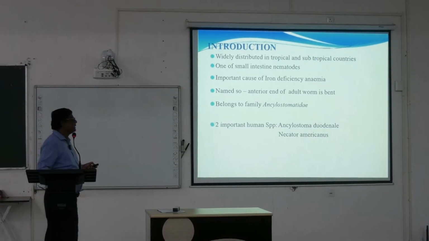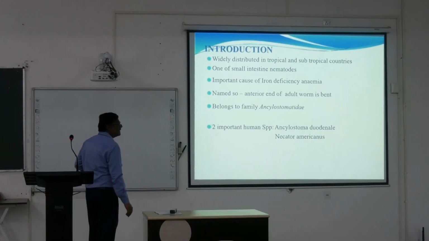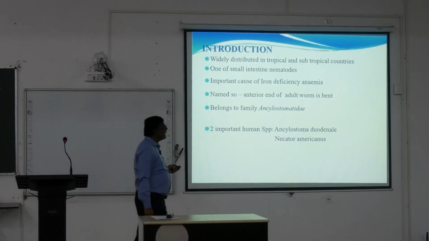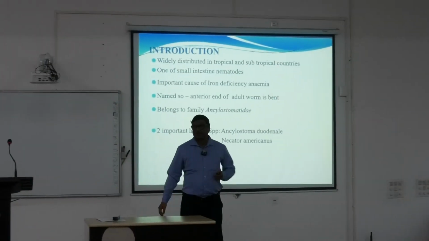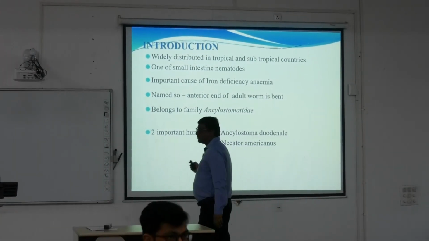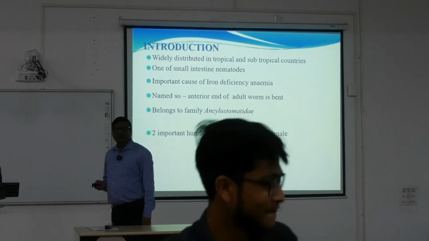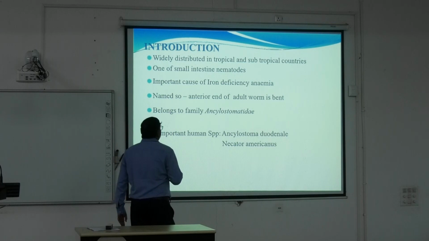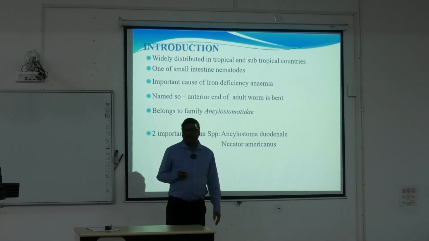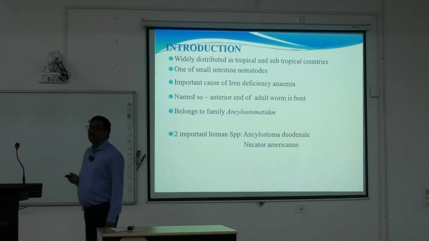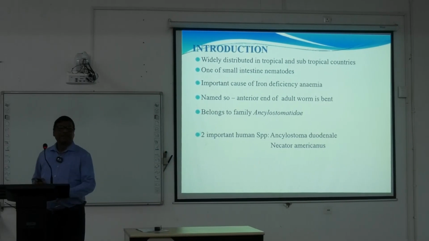So, hookworm in the group of nematodes, it is widely distributed in tropical and subtropics. One of the small intestine nematodes, its habitat is the jejunum. It is an important cause of iron deficiency anemia. Iron deficiency anemia is caused by hookworm.